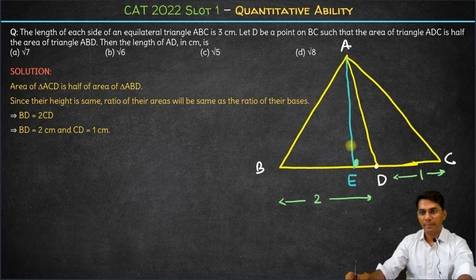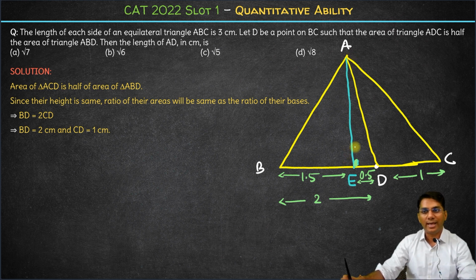Pretty easy to calculate. Since this is an equilateral triangle, the perpendicular from A to the base BC, which intersects BC at E, will also be the midpoint. This point will also be the midpoint because this is an equilateral triangle. Hence, if BC is 3, BE will be 1.5, half of 3. Hence, if BD is 2 and BE is 1.5, ED comes out to be 2 minus 1.5, which is 0.5. The length of ED is 0.5.